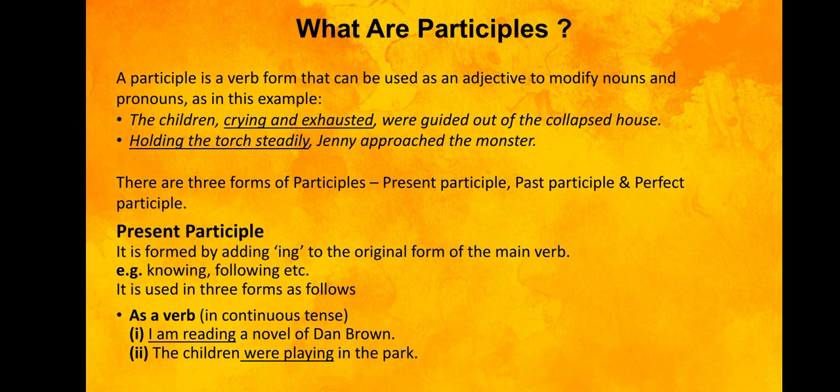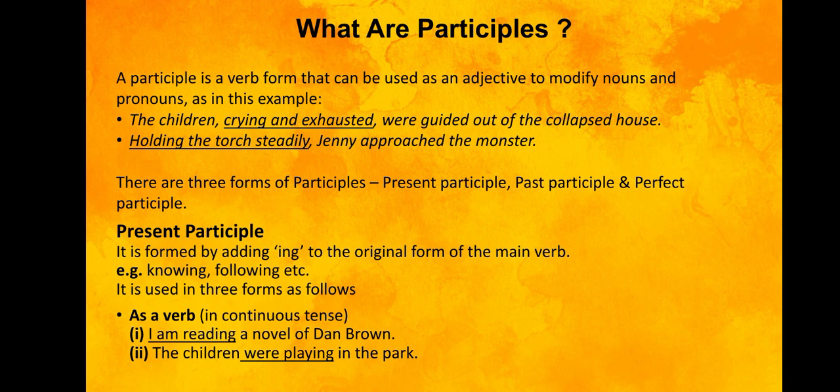What are participles? A participle is a verb form that can be used as an adjective to modify nouns and pronouns. For example, the children crying and exhausted were guided out of the collapsed house. Holding the torch steadily, Jenny approached a monster. So here you could see crying and exhausted as well as holding the torch steadily is underlined. So it modifies a noun.